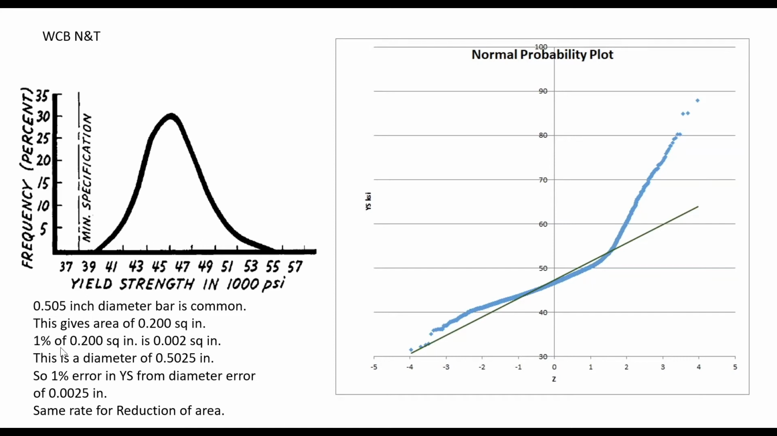1% of that is 2 thousandths of a square inch, and so that gives you a diameter reduction of 25 thousandths of an inch. And so 1% error in yield strength from a diameter error of 25 thousandths of an inch. And so you can see it's a real problem. And so when people talk about a 1 KSI or a half a KSI difference, those are well within the measurement of yield strength, ultimate strength, and reduction in area.